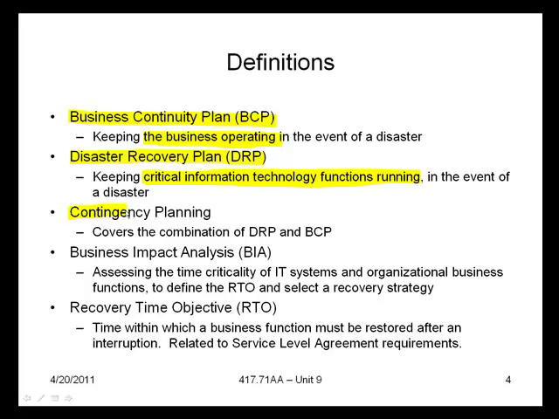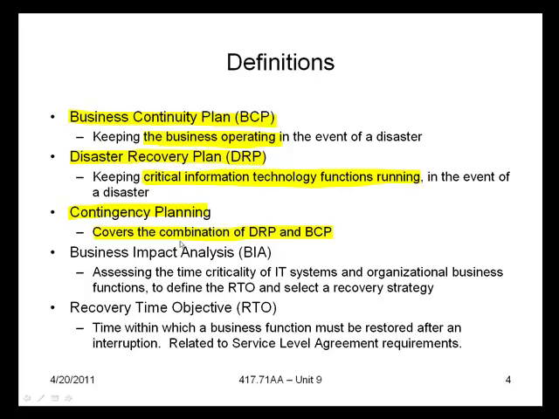Contingency planning is a broader term that refers to the combination of disaster recovery planning and business continuity planning. Contingency planning is what you do in the event that there's a disaster that shuts down either your information technology or business services, or perhaps both at the same time.